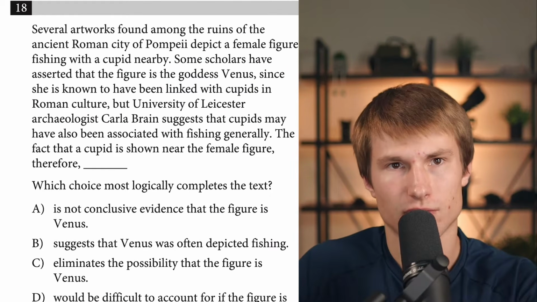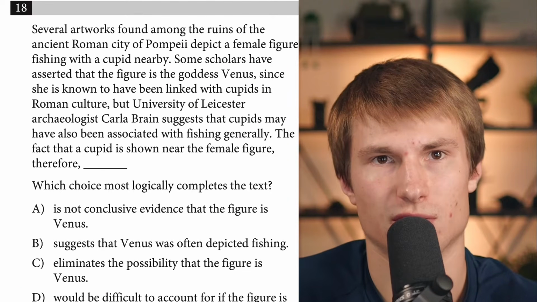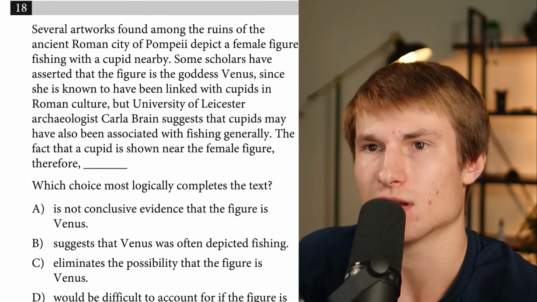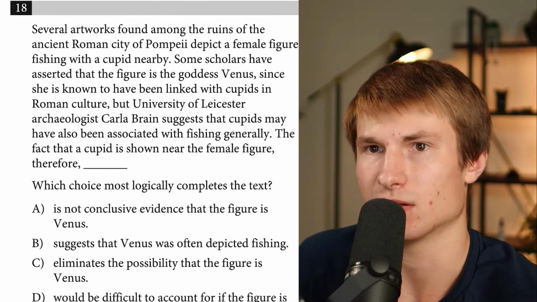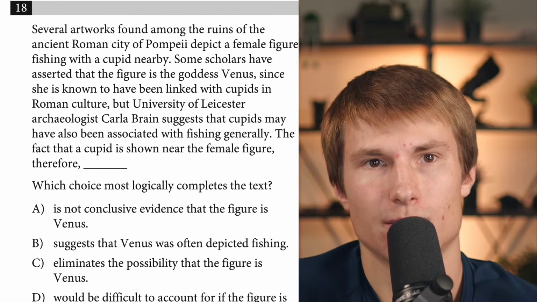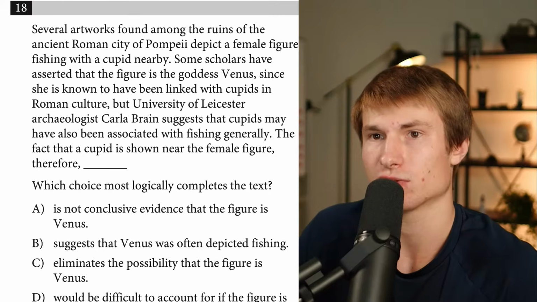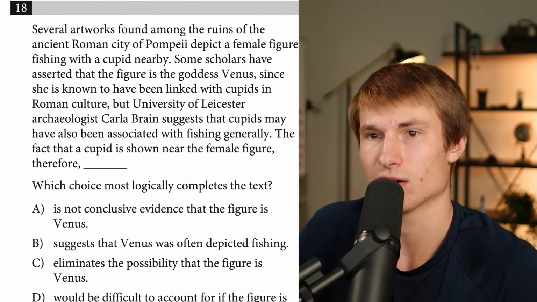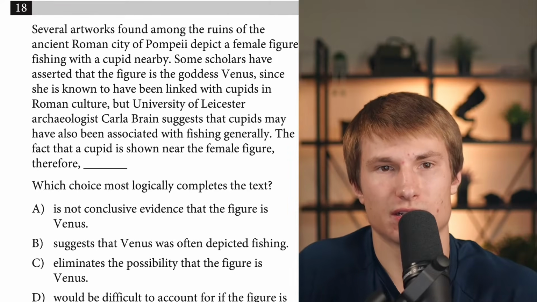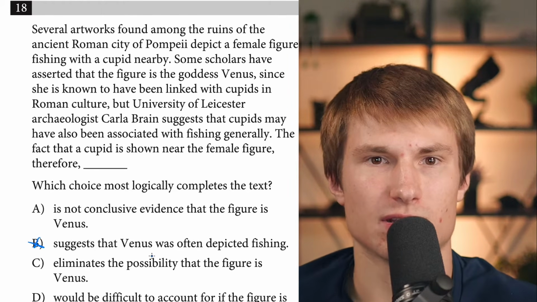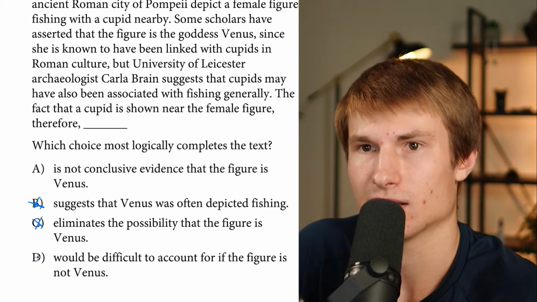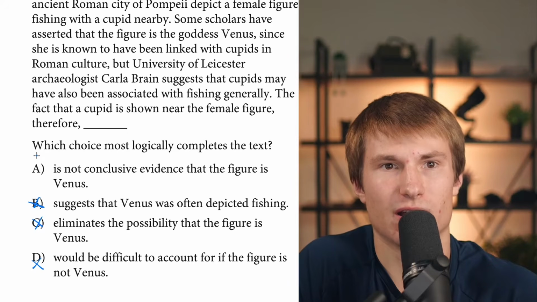Question 18. Several artworks found among the ruins of the ancient Roman city of Pompeii depict a female figure fishing with a cupid nearby. Some scholars have asserted that the figure is the goddess Venus, since she is known to have been linked with cupids in Roman culture, but University of Leicester archaeologist Carla Brain suggests that cupids may have also been associated with fishing generally. The fact that a cupid is shown near the female figure, therefore, option A is not conclusive evidence that the figure is Venus. B suggests that Venus was often depicted fishing. C eliminates the possibility that the figure is Venus, or D would be difficult to account for if the figure is not Venus. All right, well, we would say that it's not conclusive evidence that the figure is Venus.